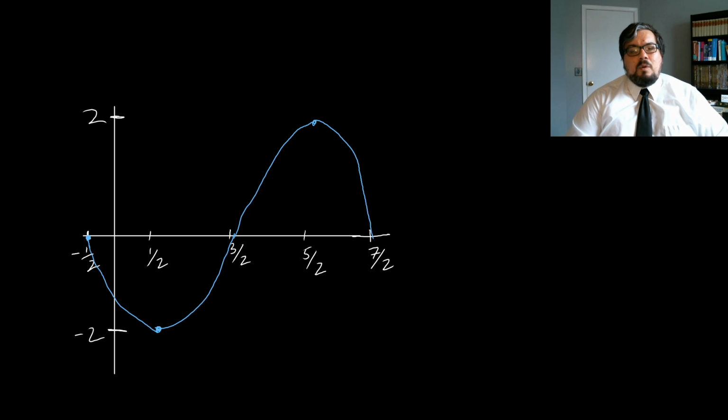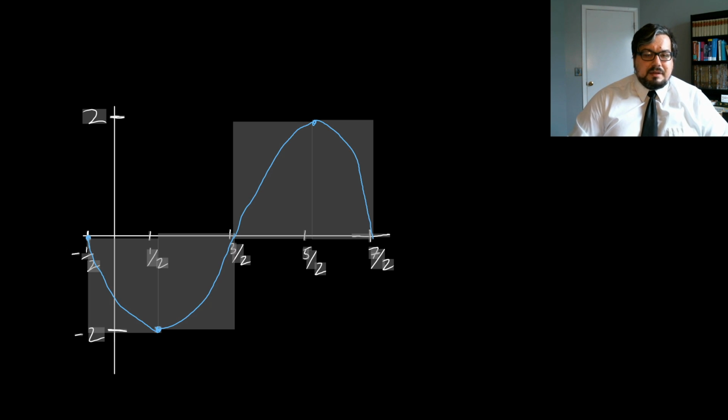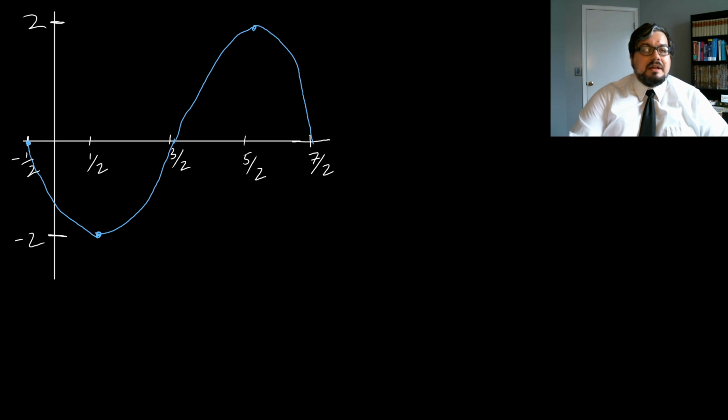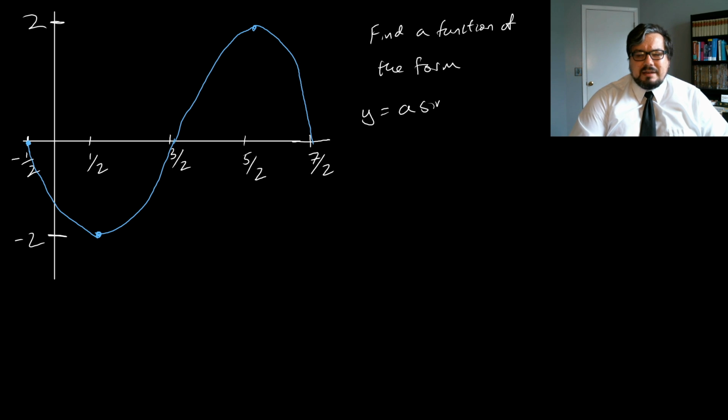One interesting thing about problems like this is that when phase shifts are possible, the problem has to specify whether it's looking for a sine function or a cosine function, because there are actually ways of describing this graph using both sine and cosine. So let's say we want to find a function of the form y equals a sine(bx plus c) with this graph.